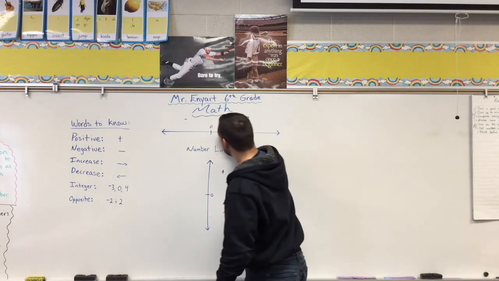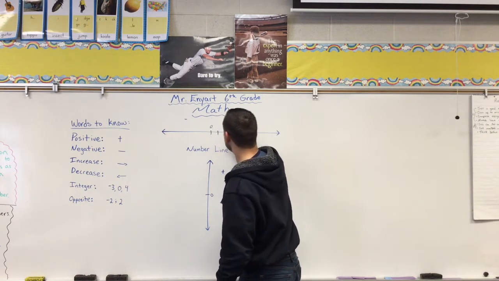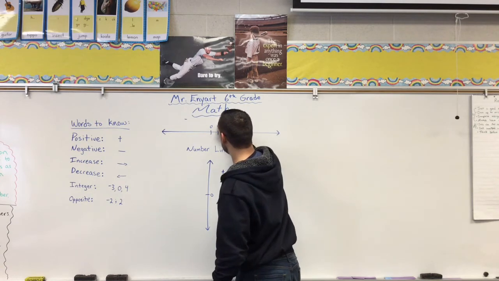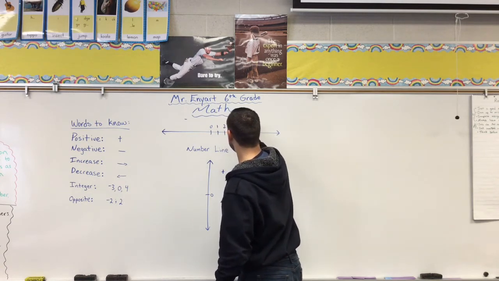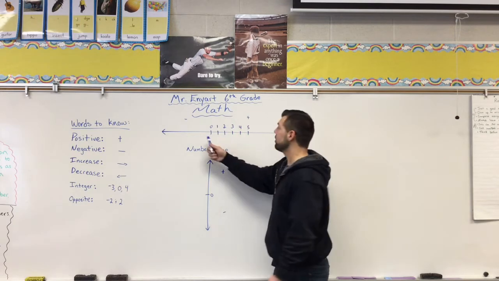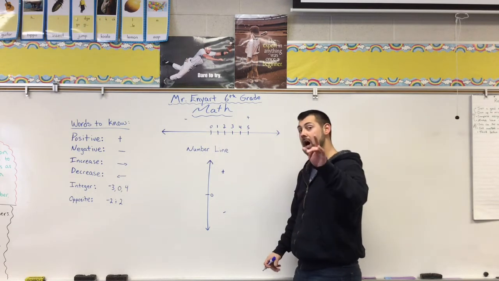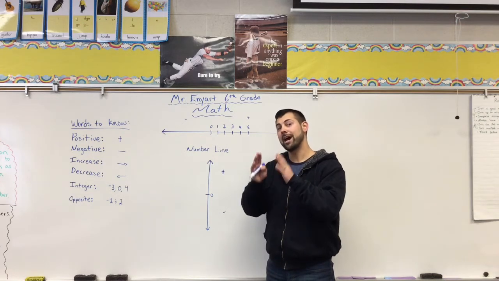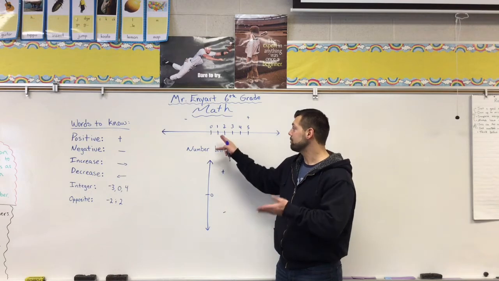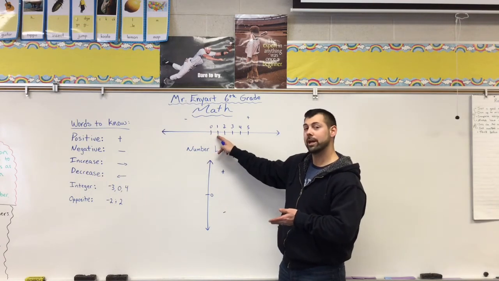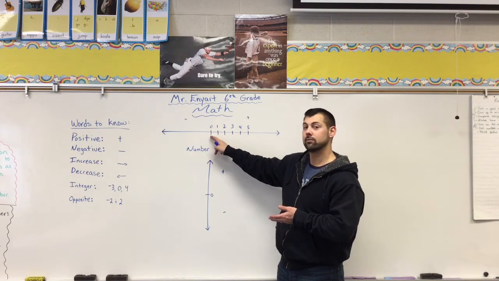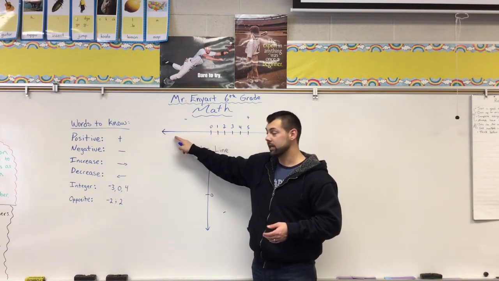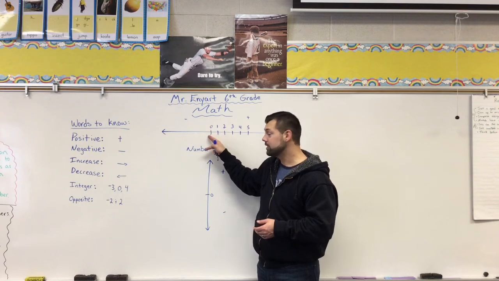So if I were to place +1 here, and then 2, and then 3, and then 4, and then 5, we'll just go there. We'll go 1, 2, 3, 4, and 5. What would this be? Now remember, opposites are numbers that are the same distance from 0, and when you add them together, you get 0. So if I had +1, if I went here, what would I have to add to that to get 0? -1.